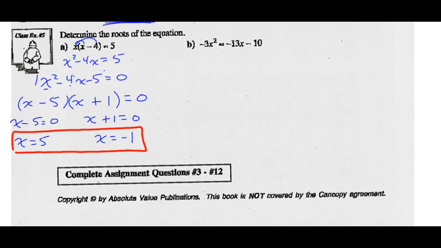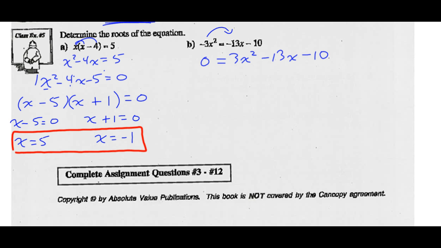Part B. Again, before I can solve a quadratic equation, we have to let this thing equal 0. So now I've got a negative 3x squared here. I'm going to add 3x squared to both sides. So I'm going to put the 0 on this side this time. So I add 3x squareds to both sides. I get 3x squared minus 13x minus 10.